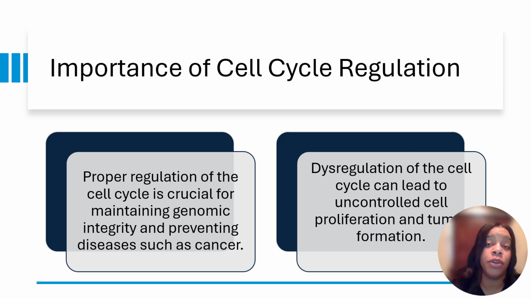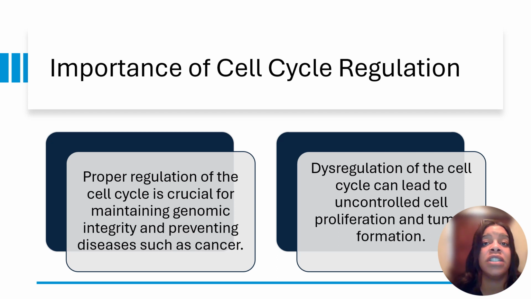What is the importance of cell cycle regulation? Proper regulation of the cell cycle is crucial for maintaining genomic integrity and preventing diseases such as cancer. Dysregulation in the cell cycle can lead to uncontrolled cell proliferation and tumor formation.